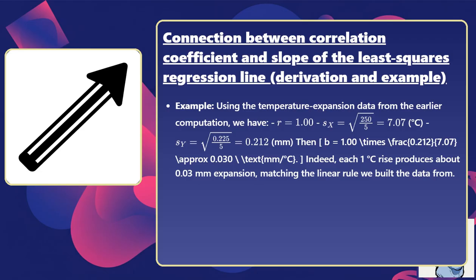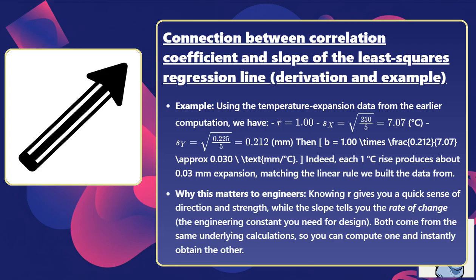S sub x equals the square root of 250 divided by 5, which is 7.07 degrees Celsius. S sub y equals the square root of 0.225 divided by 5, which is 0.212 millimeters. Then b equals 1.00 times 0.212 divided by 7.07, approximately 0.030 millimeters per degree Celsius. Indeed, each 1 degree Celsius rise produces about 0.030 millimeters expansion, matching the linear rule we built the data from.